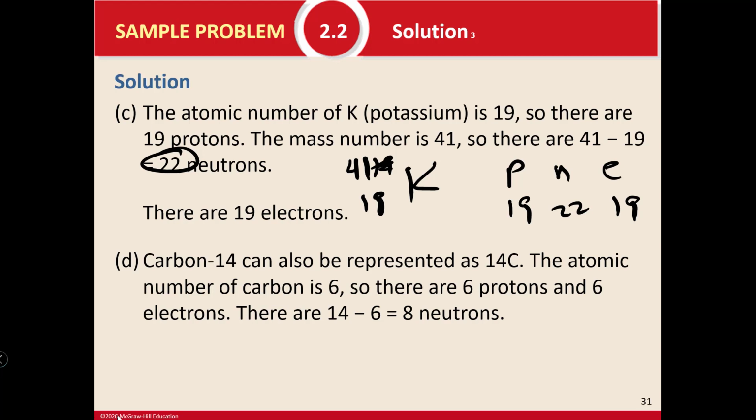And then the last one, carbon 14. We know that it has an atomic number of 6 when we look on the periodic table. It's got 8 neutrons. 14 minus 6, 8 neutrons, 6 protons, and we've got to have 6 electrons for it to be neutral.